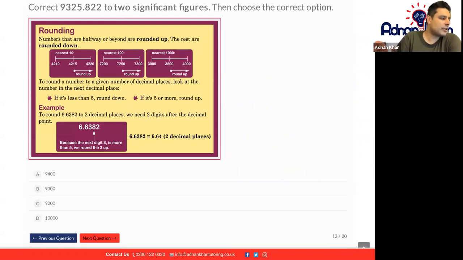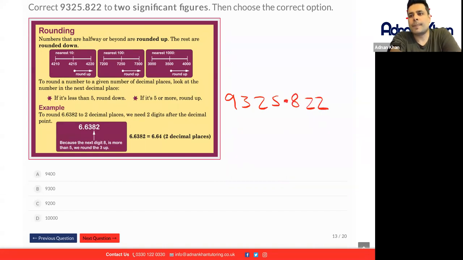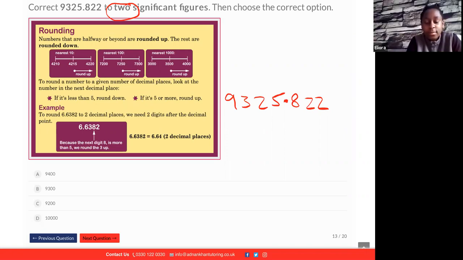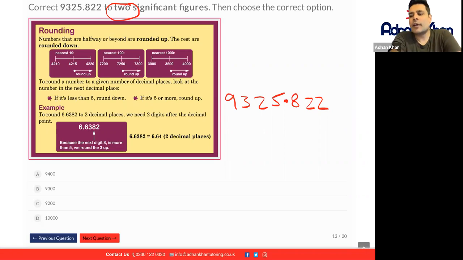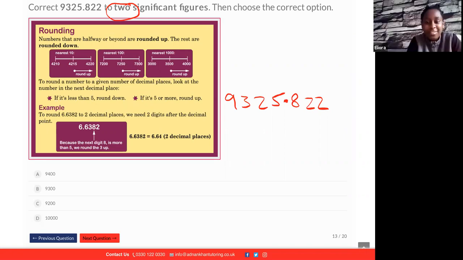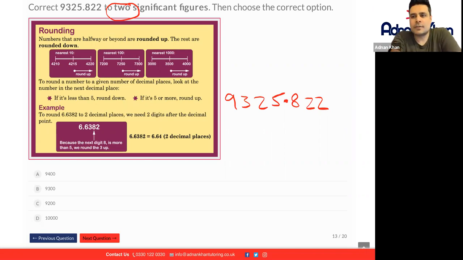Let's practice this one as well. You're all together. So this one is a longer number. So let's just write this down first of all. 9325.822. All right. Now we're looking at two significant figures in this case. So what are the two numbers that we're going to play with in this question? Say that again. 9 and 3. Exactly. So 9 and 3, two first numbers.